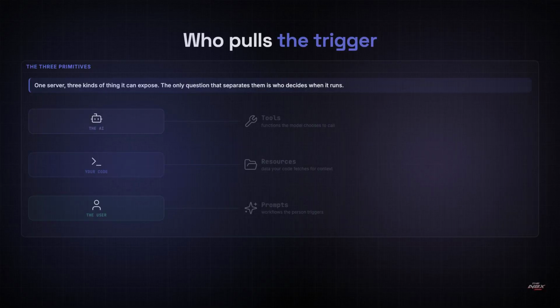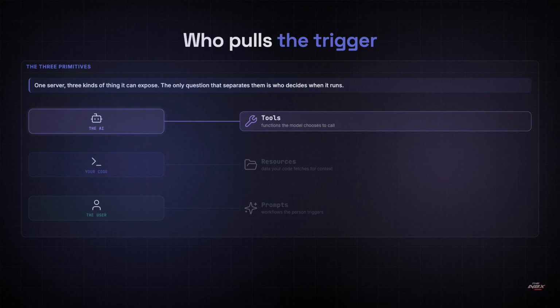Every MCP server can expose exactly 3 kinds of thing, and they're told apart by who decides when each one runs. A tool is a function Claude chooses to call. Claude reads the description, decides the tool is relevant, and asks for it. The model is in charge.